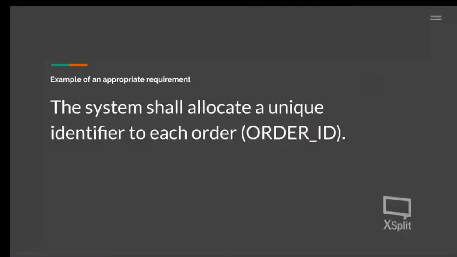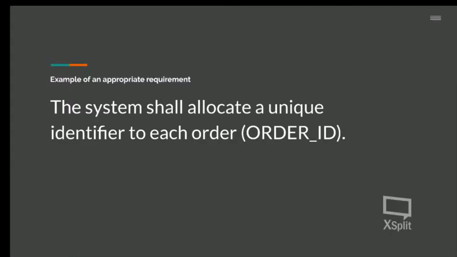So let's get started. Right here you see an example of an appropriate requirement: The system shall allocate a unique identifier to each order, named order ID. As we talked about before, this is a very clear, very concise requirement. It's very easy to tell if the system actually does that or not. You just look at the database. If each order has a proper ID with the order ID name, then we're good to go.